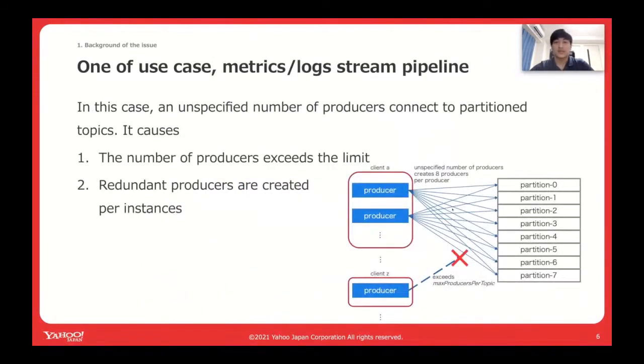In this case, an unspecified number of producers connect to a partitioned topic from computing instances. It causes these issues. First, the number of producers exceeds the limit. Second, redundant producers are created per computing instance.